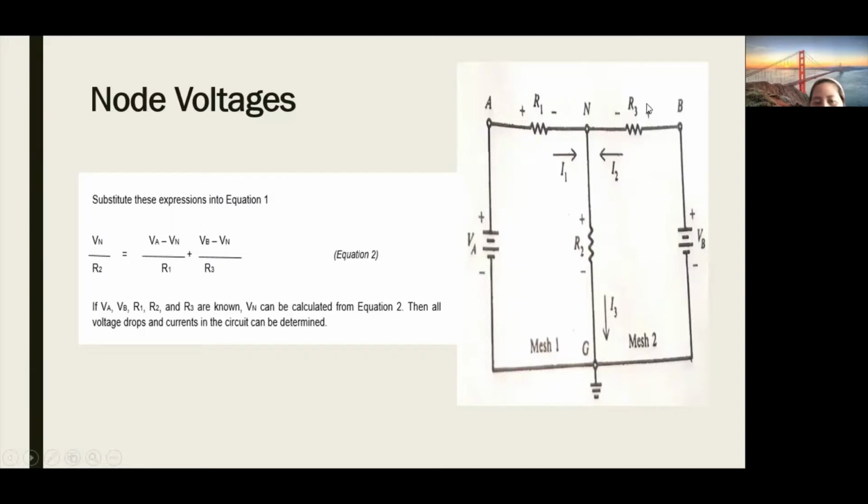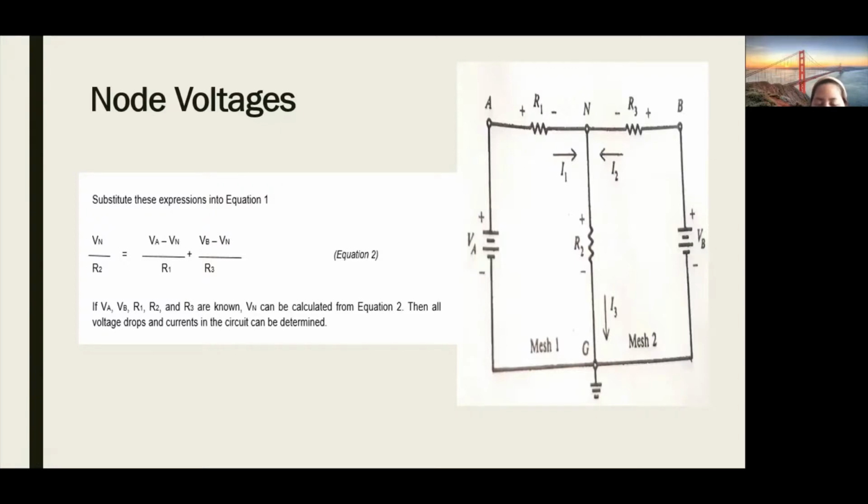Okay. So clear fractions by multiplying each term by 12. Let us now multiply each term by 12 and just substitute the expressions. So the equation here is now Vn, equation 2. VA, VB, R1, R2, and R3 are known, so Vn can be calculated from equation 2. Then all voltages and currents in the circuit can be determined.